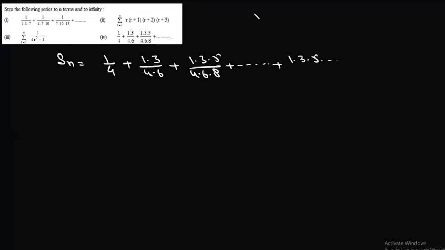So it is an AP. So its nth term will be a plus n minus 1 into d. So there will be 2n minus 1. And here this is 4, 6, 8, which again is an AP. So this is a plus n minus 1 into d, which is 2n plus 2. 4, 6, 8, and this is 1, 3, 5.